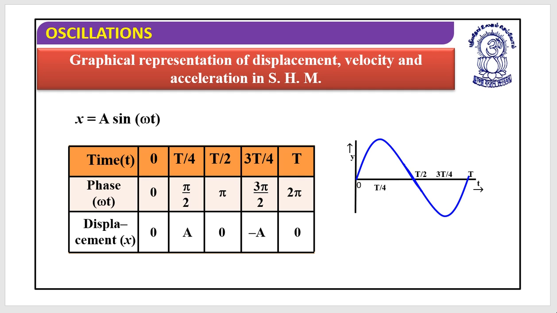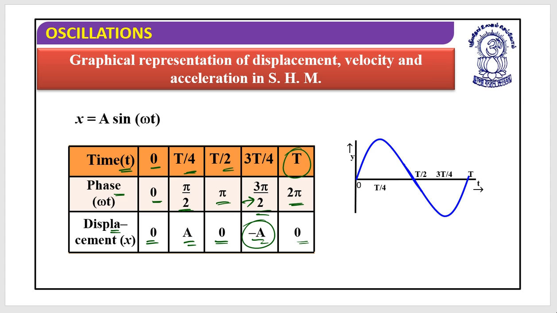So if I summarize all the data, this is the time, this is the phase, and this is the displacement. At t equal to 0, phase is 0, displacement is 0. At t equal to T by 4, phase is pi by 2, while displacement is a. At t equal to T by 2, phase is pi and displacement is 0. If the time is 3T by 4, phase is 3 pi by 2 and displacement is minus a. In the same way, when time is capital T, a complete time period of one oscillation, phase is 2 pi and displacement is 0.